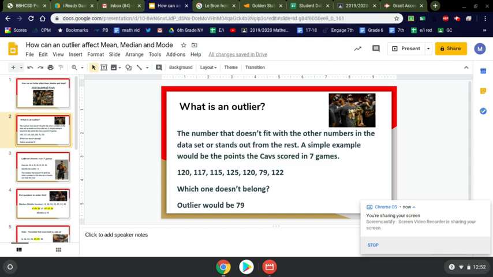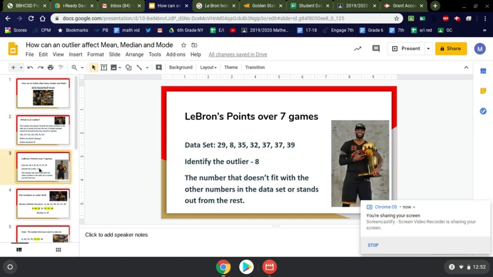So, first of all, we have to figure out what is an outlier, and that's the number that doesn't fit within a data set, stands out from the rest. The simple example would be the points the Cavs scored in our 7 game series. So let's pretend we scored 120, 117, 115, 125, 120, 79, and 122 points. There is one number here that doesn't belong. And if you look at that data set, you'll notice that that number is 79. So that would be our outlier, the number that kind of stands out from the rest.